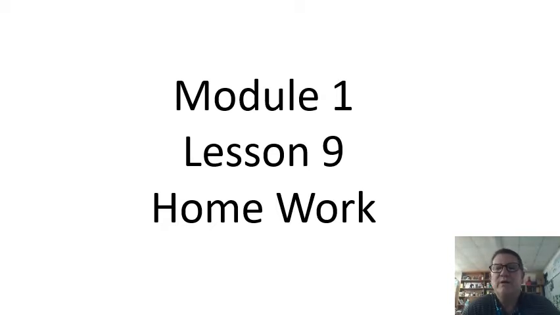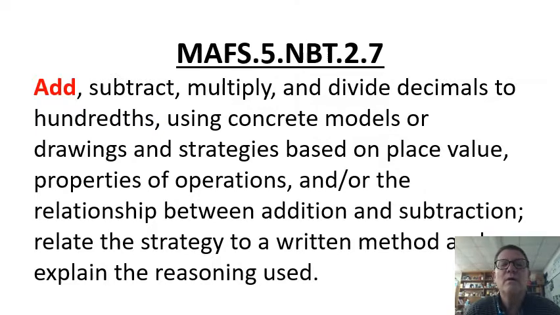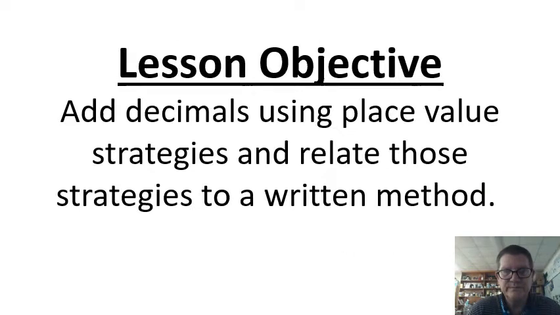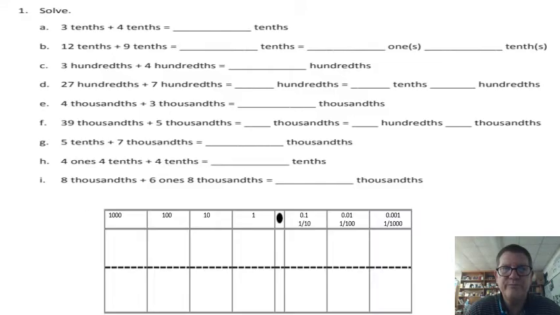All right, today we did Module 1, Lesson 9, so we're going to go over the homework. In today's lesson, we actually started with MAFS 5, MBT 2.7, which basically today we're going to be focusing on adding decimals. Our lesson objective was add decimals using place value strategies and relate strategies to a written method. And we're going to focus mostly on place value and the standard algorithm.